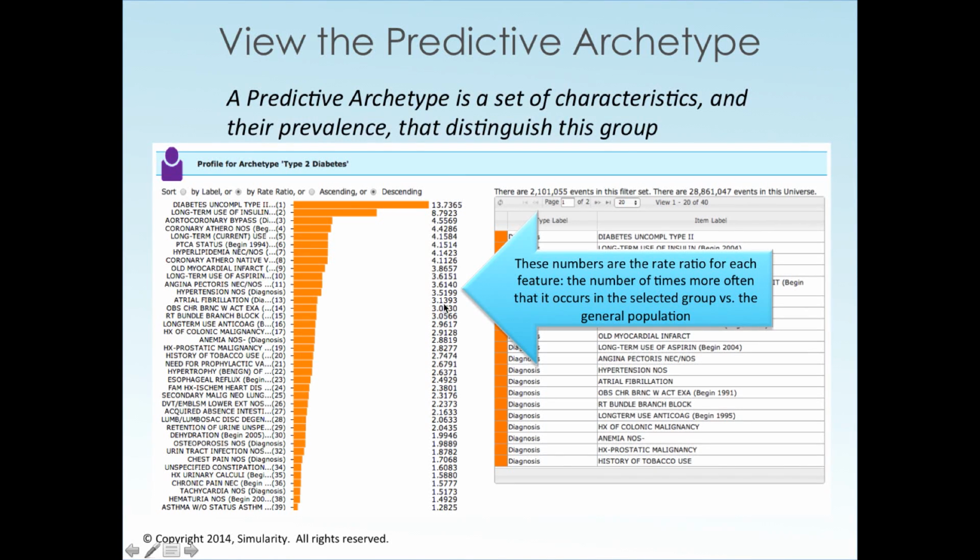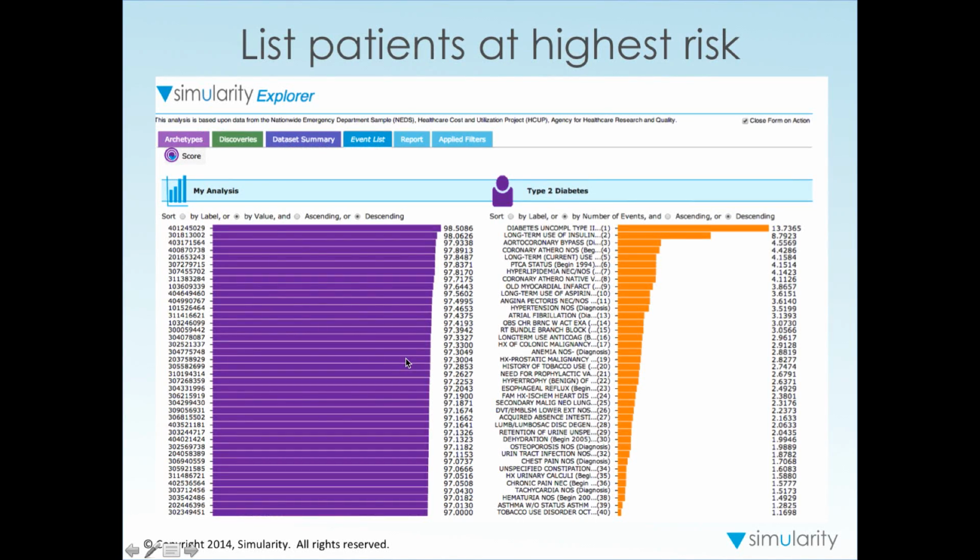You can see things like aortocoronary bypass, and a lot of other diagnoses that are correlated with diabetes. These numbers over here on the right are the rate ratio for each of these features. In this case, these features are diagnoses. A rate ratio is the number of times more often that this diagnosis occurs in the group of people with type 2 diabetes than it does in the general population. So you can say people with type 2 diabetes are 4.5 times more likely to have an aortocoronary bypass than the general population. Then it's really easy to score your patients against that.